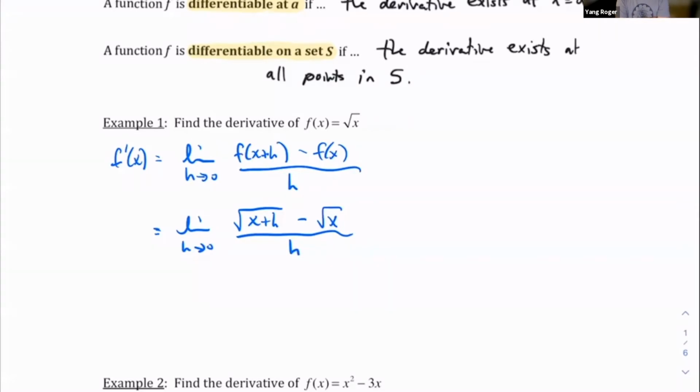Hey, Aaron, you can always pass, but I have a question for you. What technique would you use to evaluate this limit, my friend? Do you have any thoughts?